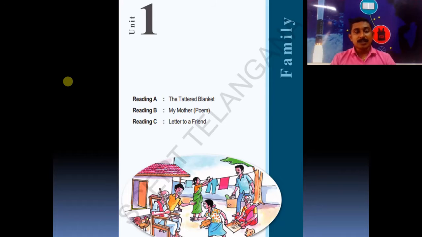Today we are going to learn about the first unit, family. The common theme of this unit is family. In this unit we have A reading, The Tattered Blanket, B reading, My Mother, a poem, and C reading, Letter to a Friend. Please observe the picture given in the style sheet.